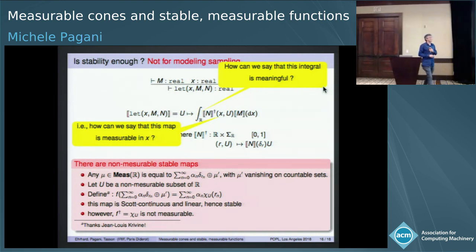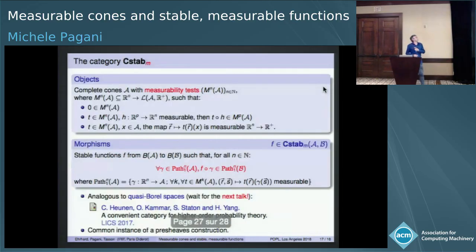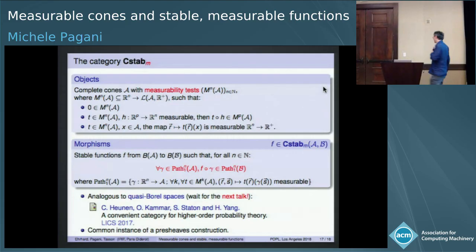So in order to ensure the measurability of our morphisms, we have to add some structure to our complete cone. We introduced a notion of measurability test, which has to satisfy some natural conditions. From this measurability test, we define a notion of paths associated to any cone, and then the functions that are stable and preserve the paths are exactly the morphisms of our model. We can prove that the denotations of all programs satisfy these two conditions.